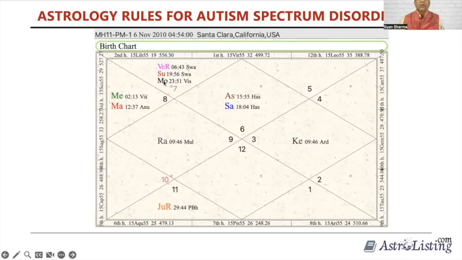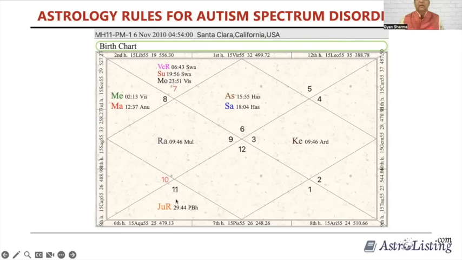And Moon is also sitting here, which is very, very combust. Only 4, 5 degrees difference is there. So combust Moon is there. Retrograde Venus is also sitting there. Retrograde planets are normally not good actually with Moon and this kind of houses. So retrograde Venus is sitting here.